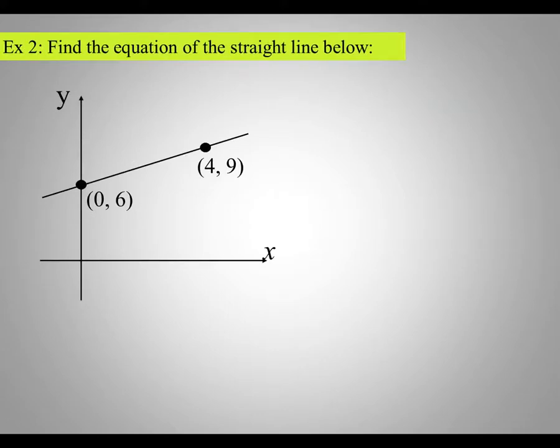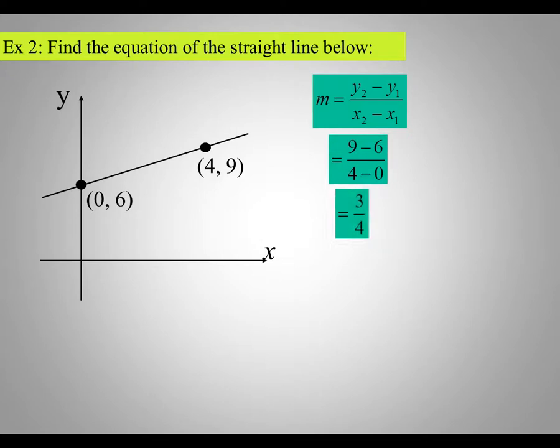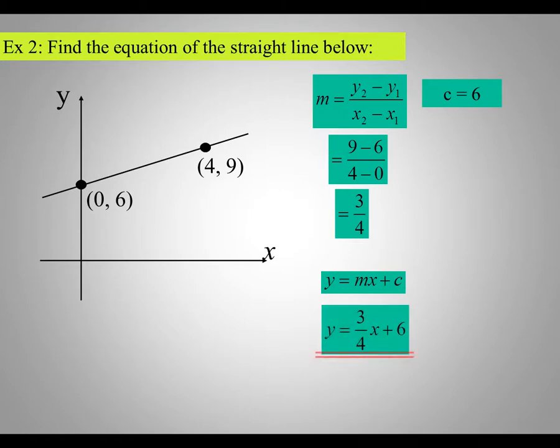In this next example, you're not free to pick the coordinates. You're given 2, one of which is the y-intercept. So again, that allows us to find c. But we find the gradient first, which on this occasion is a fraction. We sub both that and the y-intercept of 6 in, and we get a straight line equation of y equals 3/4 x plus 6.